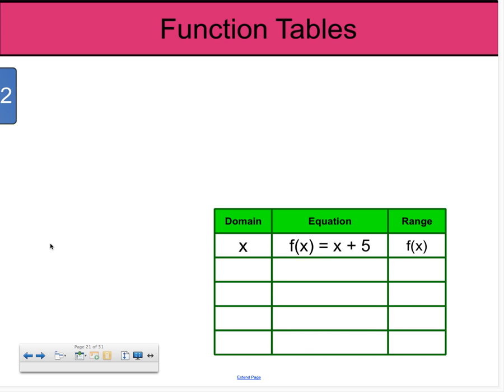In example 1, you were introduced to substituting x values into a function.